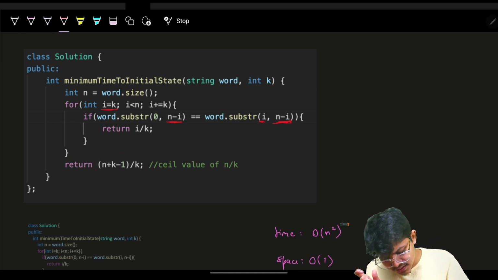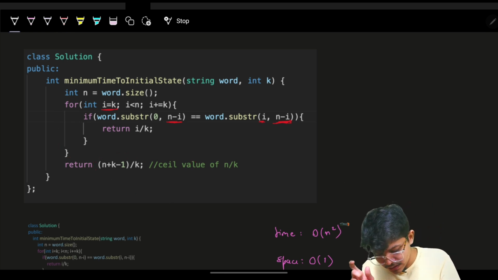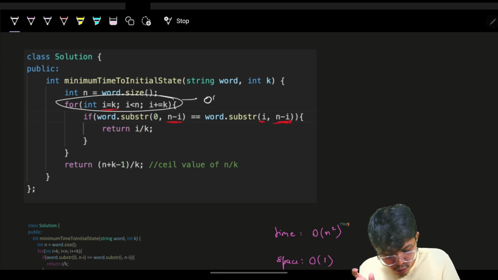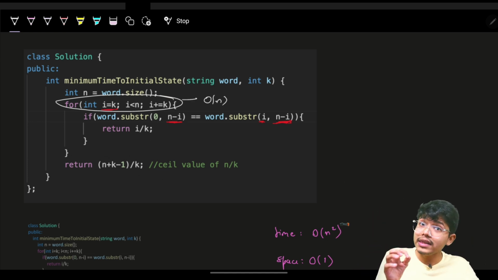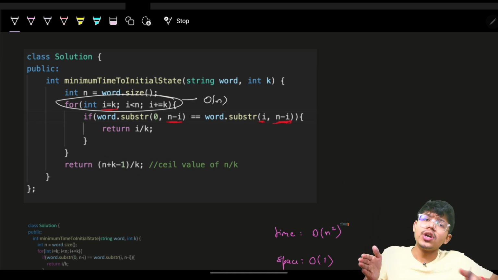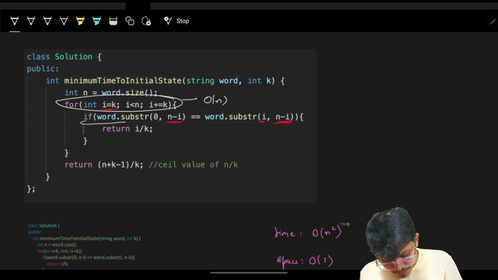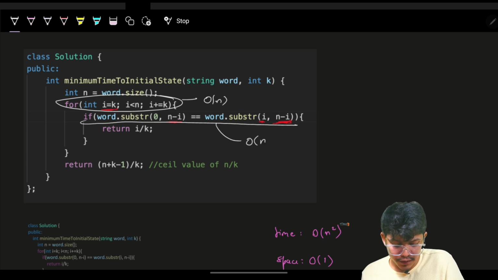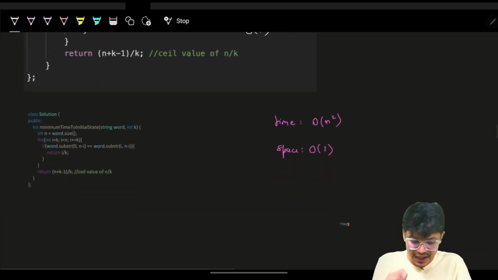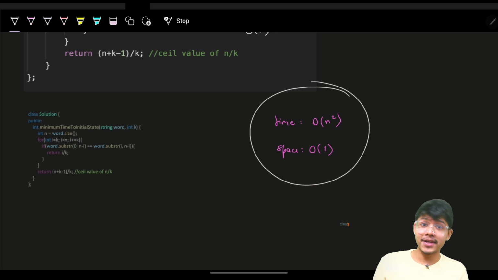But you will see the time complexity of this operation: it will take O of n time to go through all the characters in jumps of k. Still, you are going over all the characters, so it is O of n. But to compare these strings, again it's an O of n operation. So in total it is an O of n square operation. Space is O of 1 because no extra space is used.